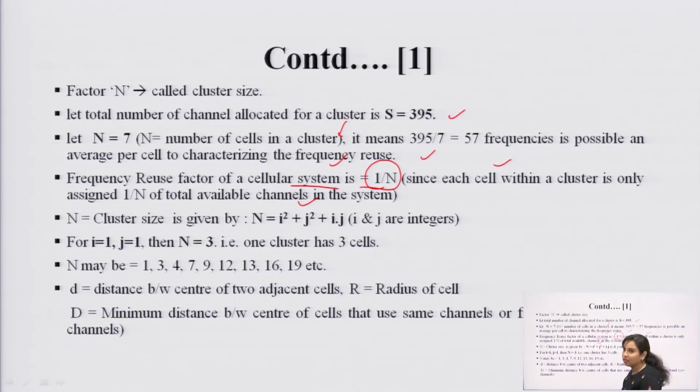Now, what is n? n is the cluster size. It is written as i square plus j square plus ij, where i and j are positive integers that you have to consider. This can be 0, but this cannot be negative. So, n can be any of these values. D is the distance between the centers of two adjacent cells. R is the radius of a single cell. Capital D is the minimum distance between the centers of cells that use the same channels or frequency band, that is, co-channel cells, denoted by capital D.